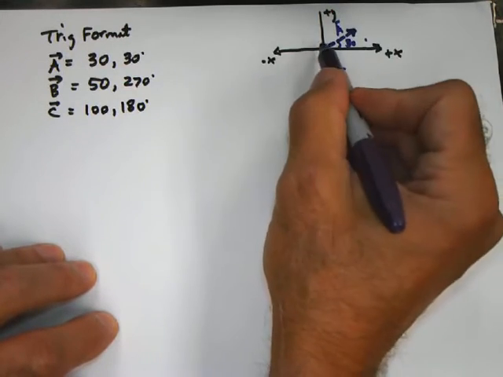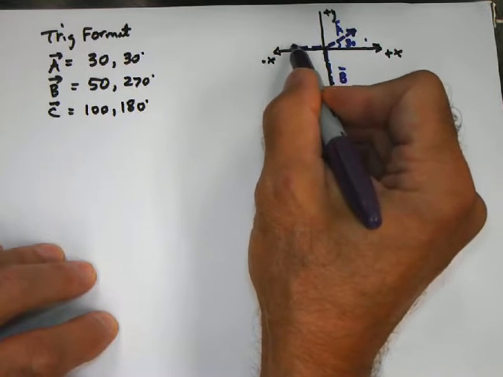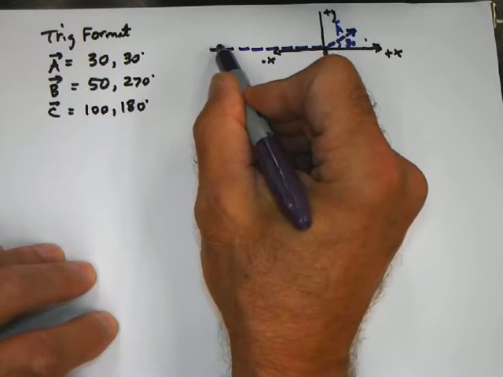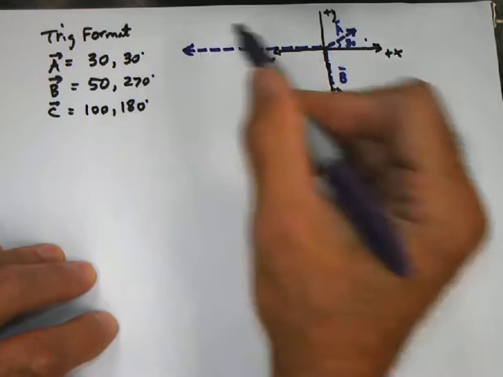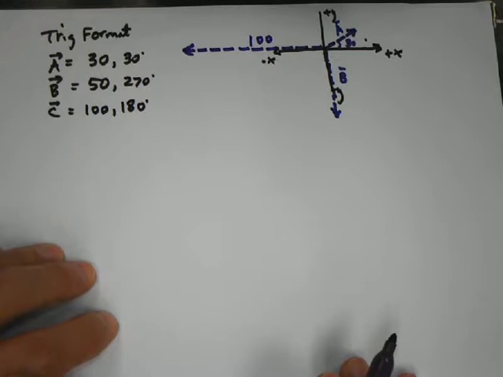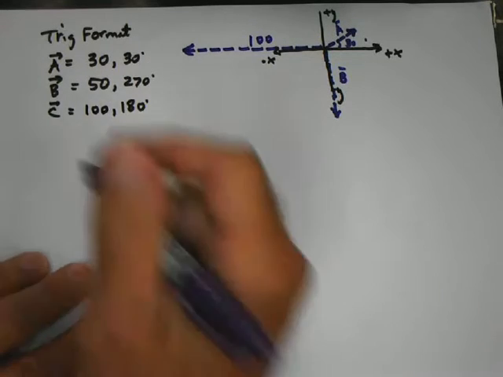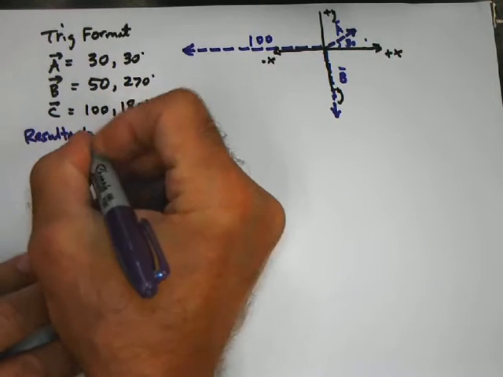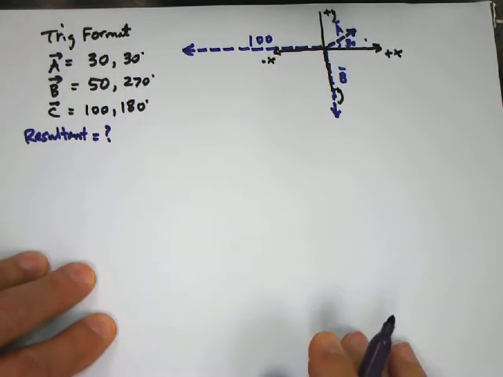And that'd be 10, 20, 30, 40, 50, 60, 70, 80, 90, 100. Okay, so there's 100 going that way. Now, let's say we want to find the resultant, but we don't want to use the tail to head method. How do we do it?